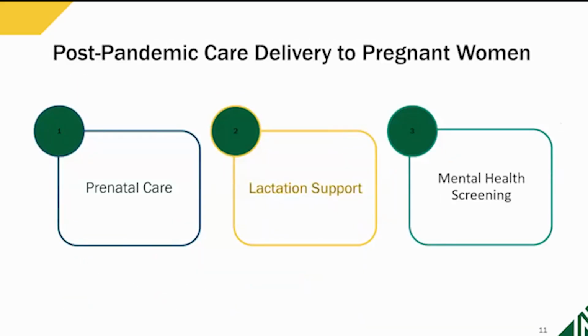And now I'd like to tell you a little bit about the study we're doing on post-pandemic care delivery to pregnant women. We look at prenatal care, lactation support, and mental health screening. Similar idea. Let's just look at these things over time and understand the interruption at the time of the pandemic. In this case, we look at Virginia specifically. We collaborate with the Virginia Medicaid agency. We have access to their claims data.